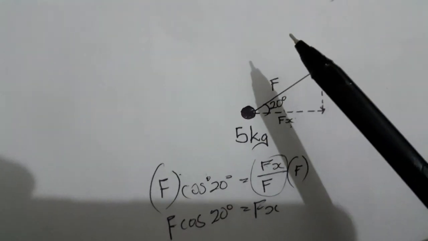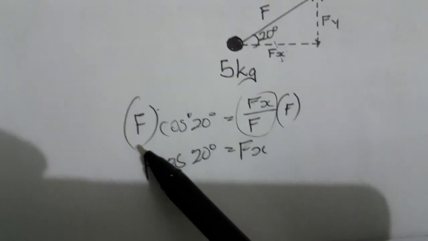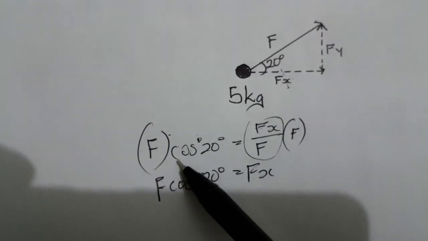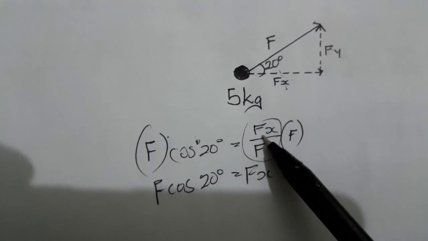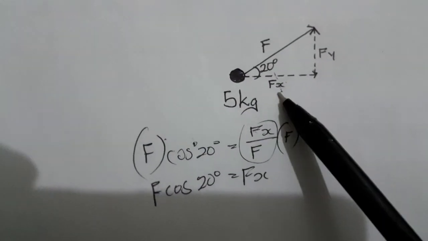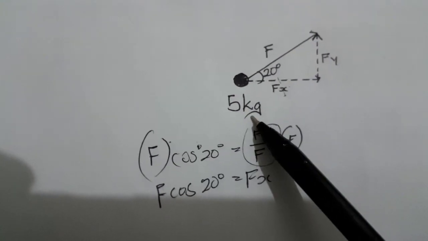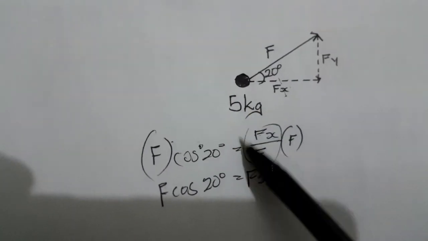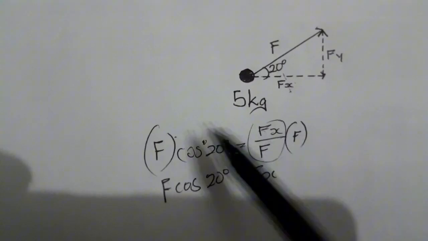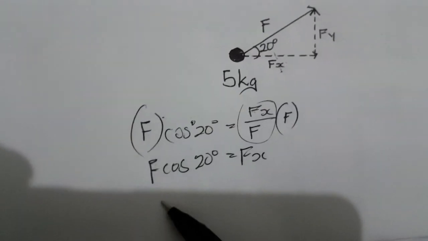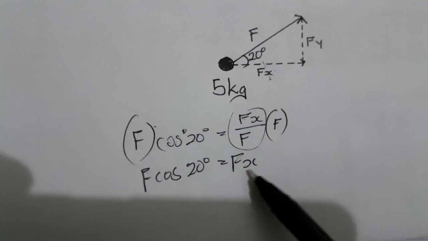That is cos. Meaning, let's go down here. So that means we'll say cos 20 degrees is equal to Fx over F. Now we want to solve for Fx. For Fx, we must multiply both sides by F. Therefore, F times cos 20 degrees is equal to Fx.